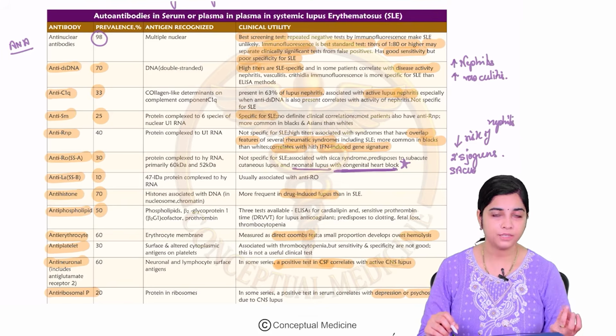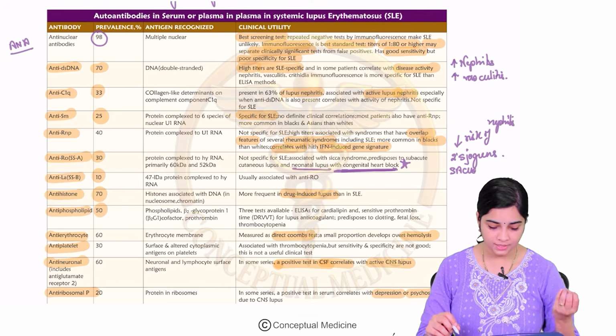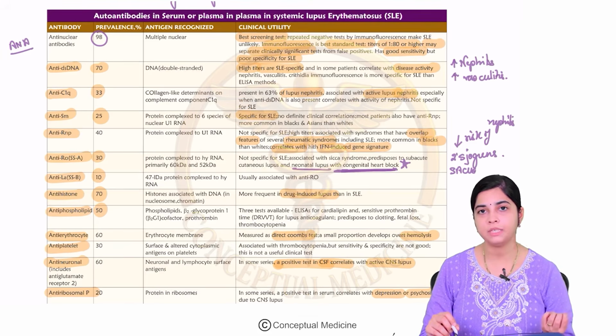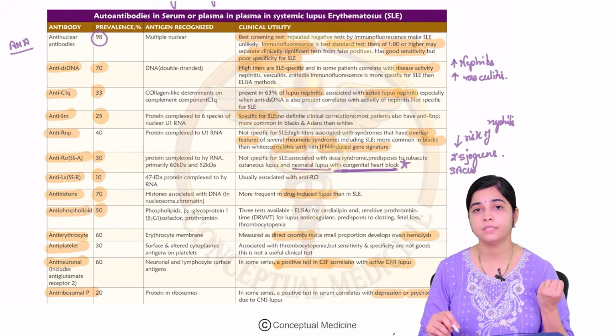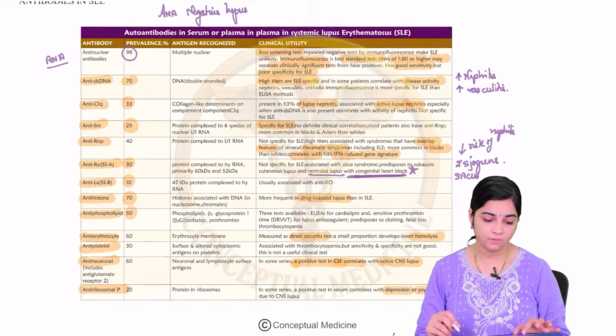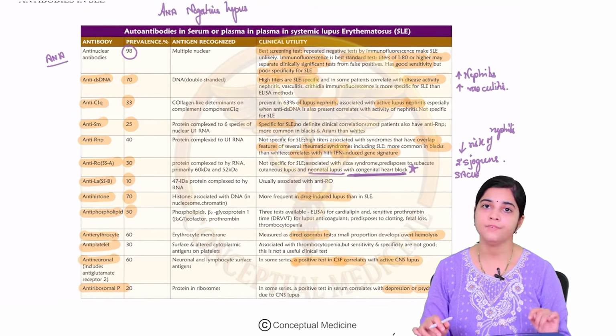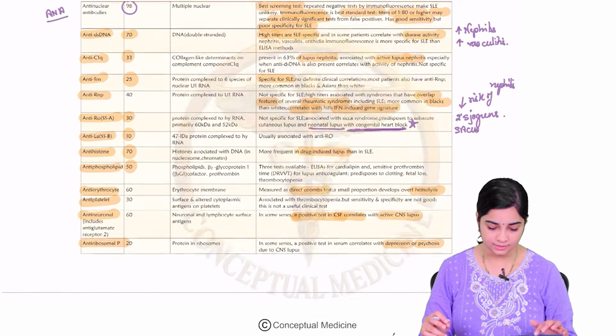Most specific is anti-Smith. Then you have histone with drug-induced lupus, and then you have neuronal and ribosomal P. Neuronal is CNS lupus, ribosomal P is neuropsychiatric SLE. Okay, clear? So this is about the various antibodies which you can see in SLE.